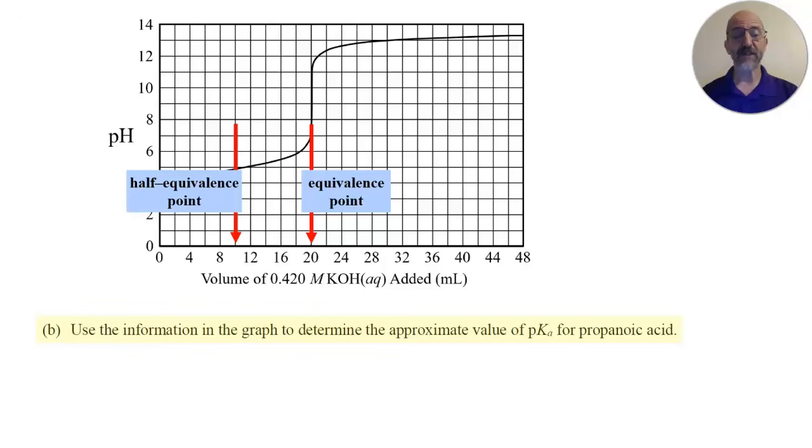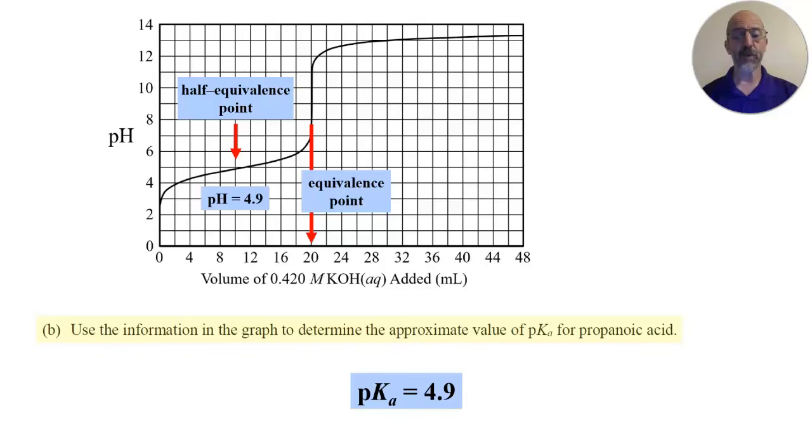Now, what's the pH at the half equivalence point? Well, it looks like it's just under 5. So I would say it is approximately 4.9. So the answer to part B, the pH at the half equivalence point is equal to the pKa of this propanoic acid. So that would be 4.9.